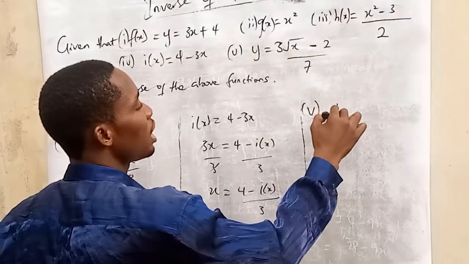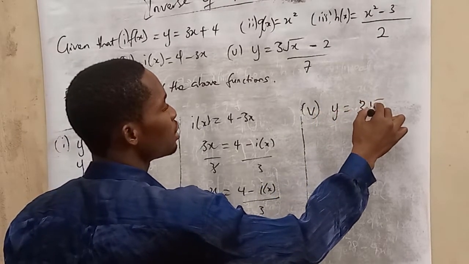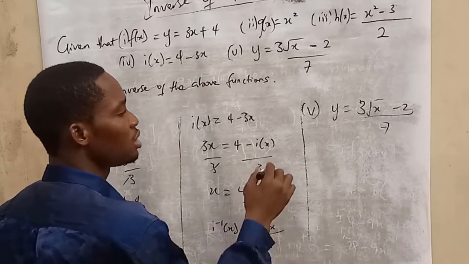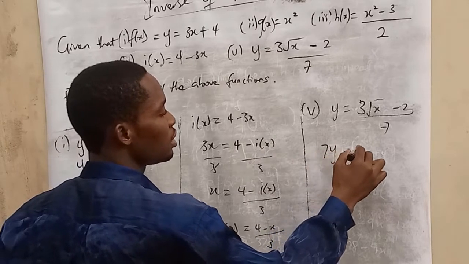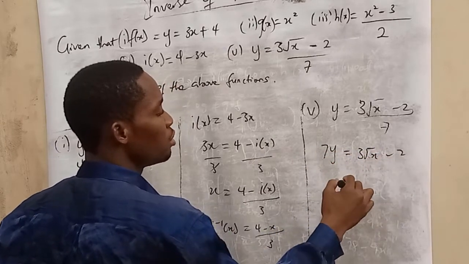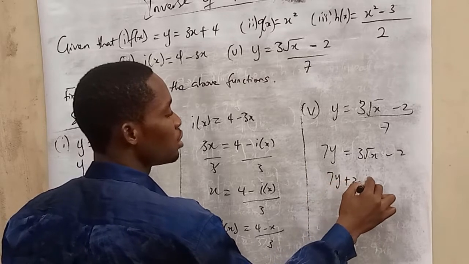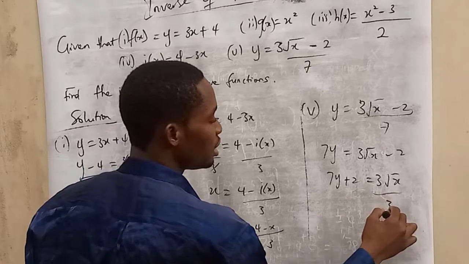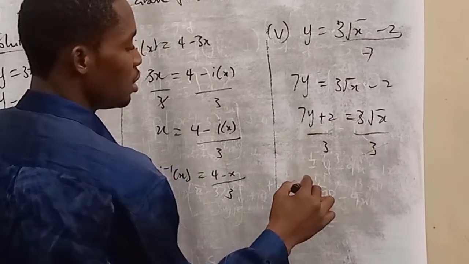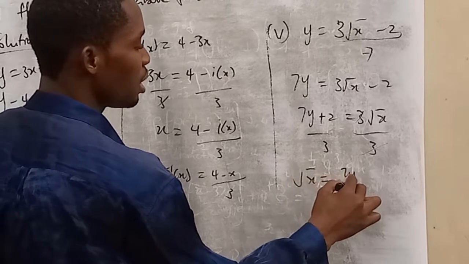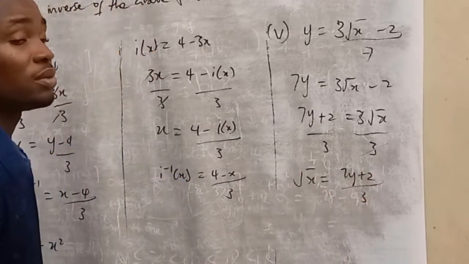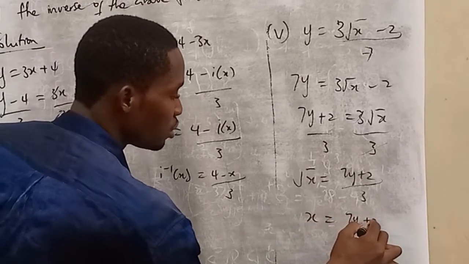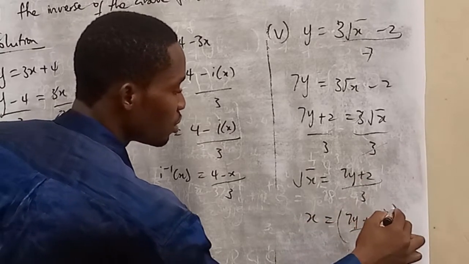And finally for this question, we have number 5. y equals 3 square root of x all minus 2 over 7. In which case, cross multiply. 7y equals 3 root x minus 2. Bring 2 here, becomes 7y plus 2 equals 3 square root of x. Then in which case, divide both by 3 to have square root of x equals 7y plus 2 all over 3. Finally, find the square of both sides. I'm going to have x now becomes 7y plus 2 over 3 all squared.